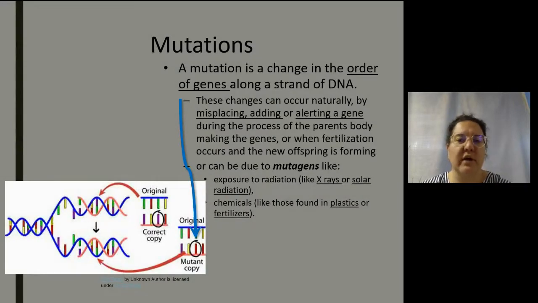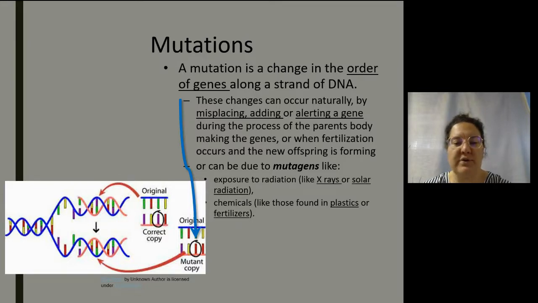So mutations are a change in the order of the genes along a strand of DNA. This can happen by misplacing ones. We replaced one nucleotide with another. We added or deleted one, so that whole DNA chain kind of shifts left or right. Or we alter a gene during the process, and the parent's body didn't realize this occurred, and so then that altered gene was passed on to the next generation through fertilization.